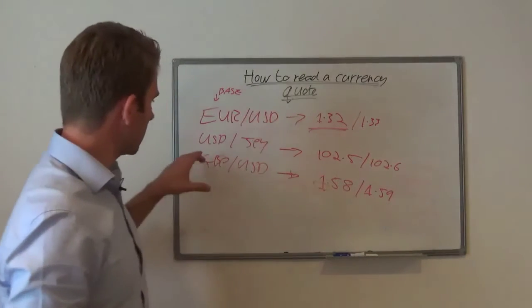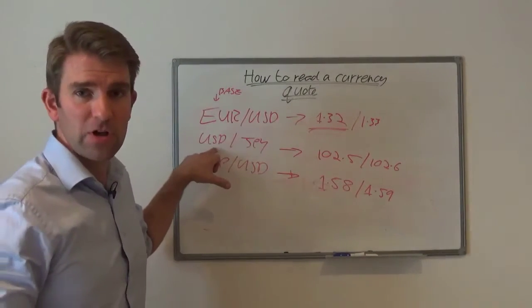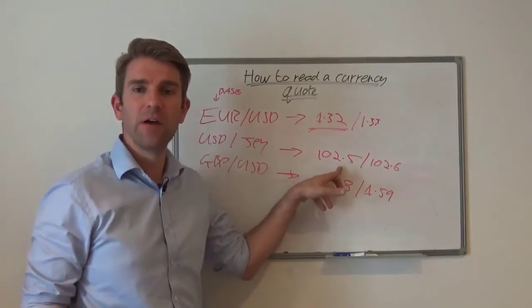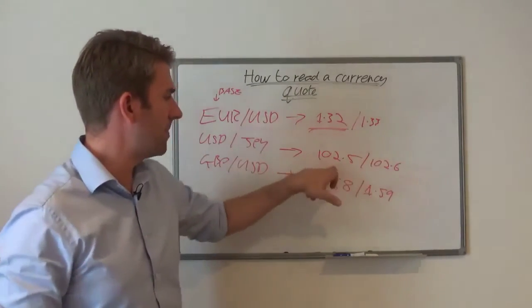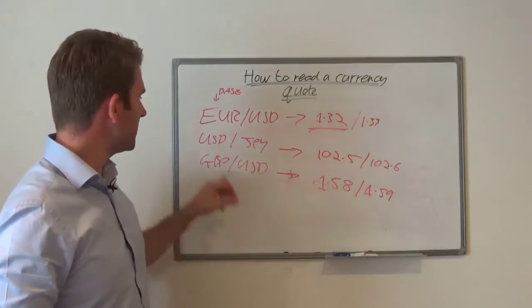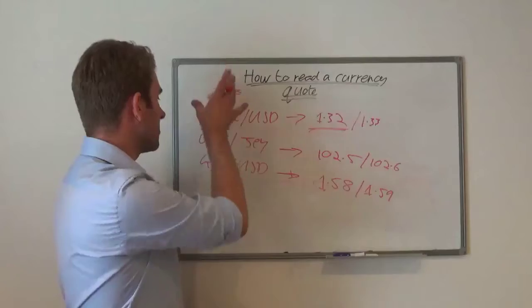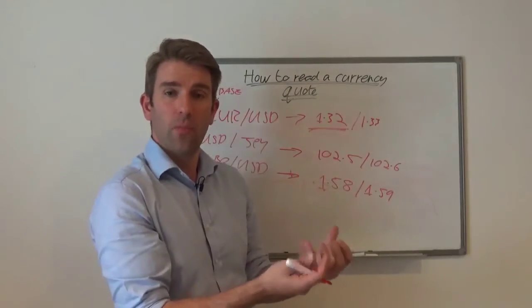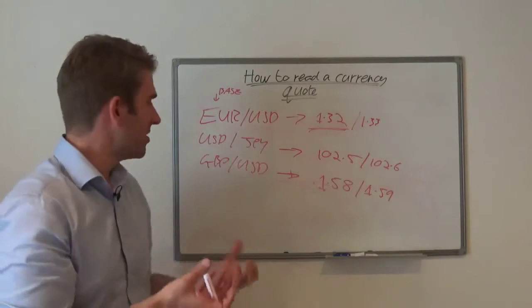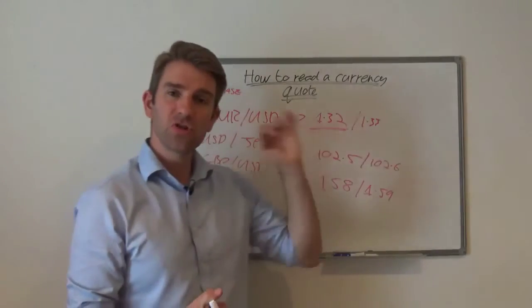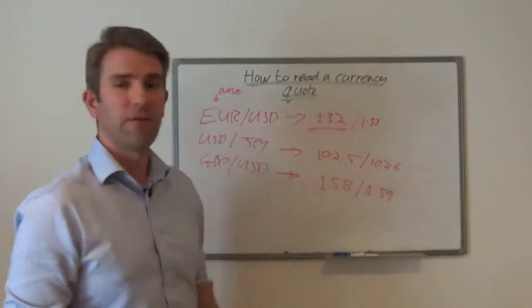Okay, then I look at this one, I say I've got a US dollar JPY quote, and it's coming out at 102.5 to 102.6. That's my bid, that's my offer. We'll go through that in a second. But what does that actually mean? It basically means that for one of our base currency, $1 US, I get back 102.5 Japanese yen. So what do we look on the final one? Great British pound US dollar. For £1 sterling, I get $1.58.